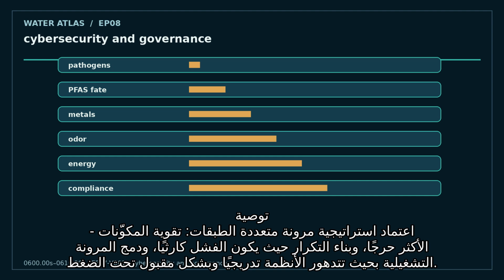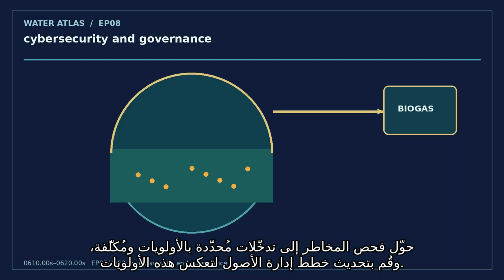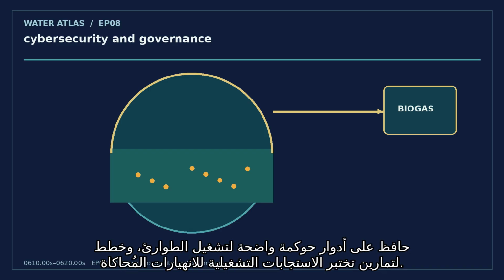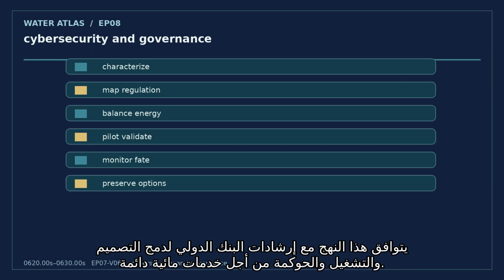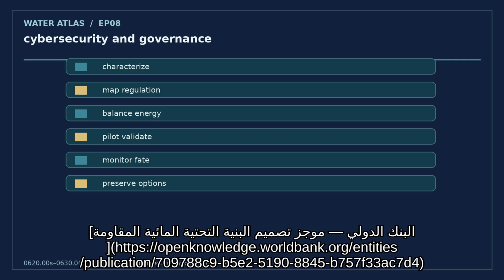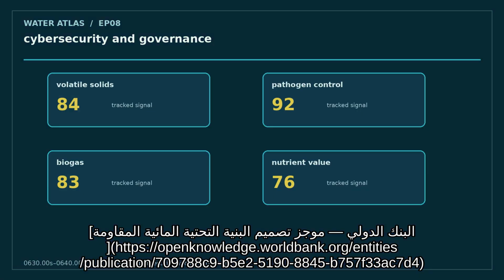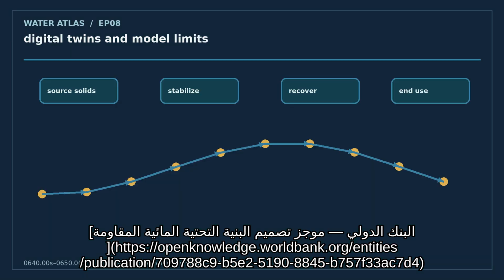Recommendation: adopt a layered resilience strategy. Harden the most critical components, build redundancy where failure would be catastrophic, and embed operational flexibility so systems can degrade gracefully under stress. Translate hazard screening into prioritized, costed interventions and update asset management plans. Maintain clear governance roles for emergency operation and plan exercises that test responses to simulated failures. This aligns with World Bank guidance to integrate design, operation, and governance for durable water services.